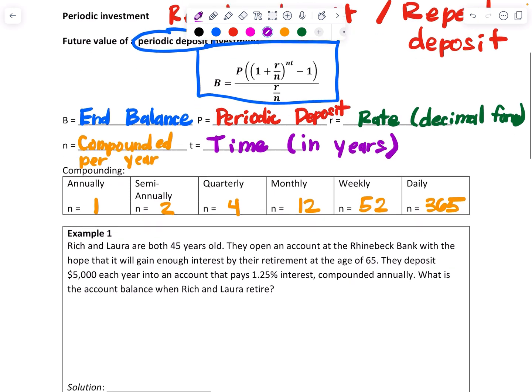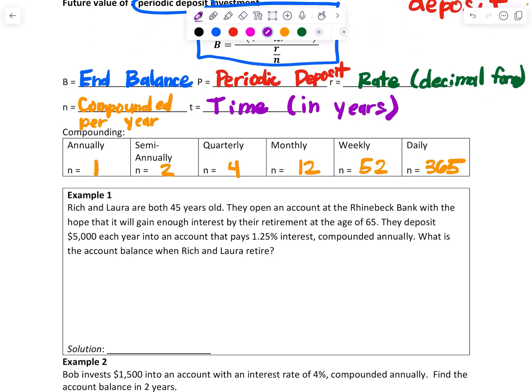Okay, so let's look at our first example. Rich and Laura are both 45 years old. They open an account at the Rhinebeck Bank with the hope that it will gain enough interest by their retirement at the age of 65. They deposit $5,000 each year. That is crucial. Each year, they're not putting it in one time. Every single year, they're going to deposit $5,000 into an account that pays 1.25% interest. So that sounds like our interest rate, compounded annually. What is the account balance when Rich and Laura retire?